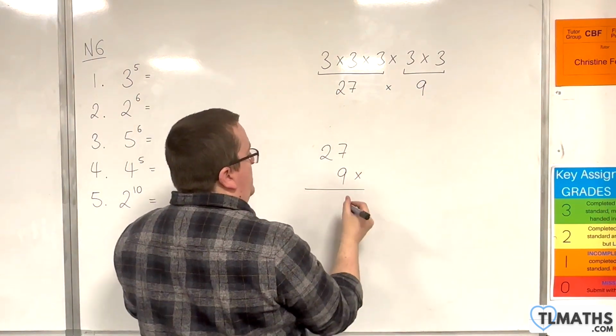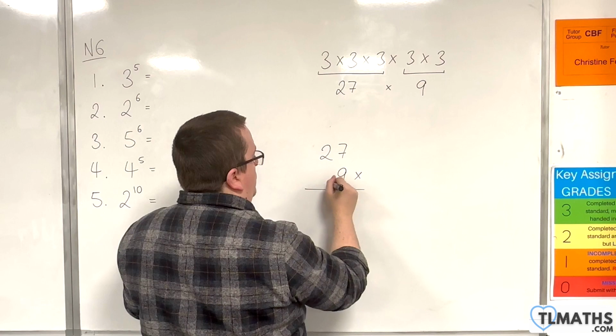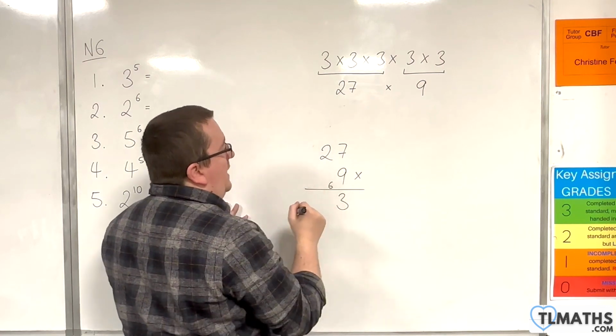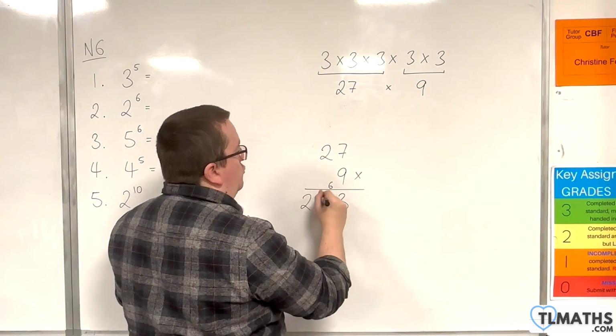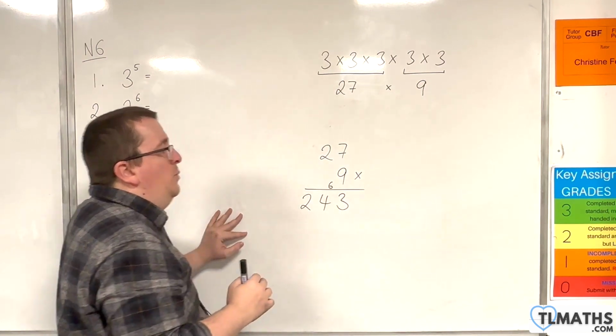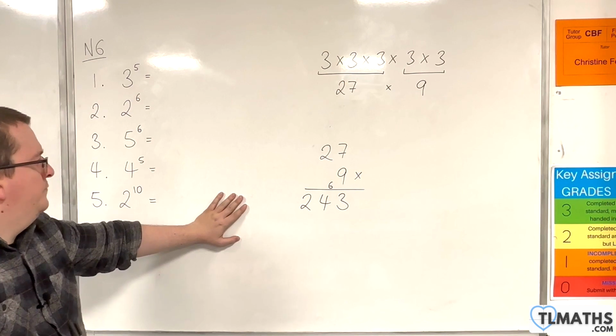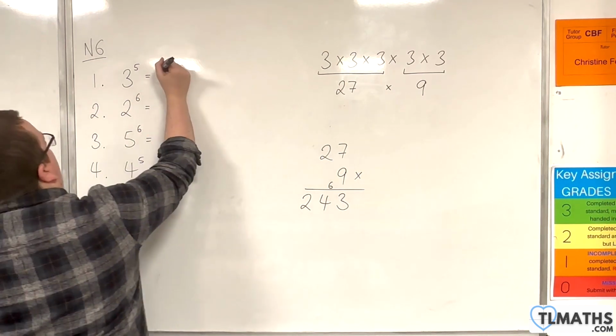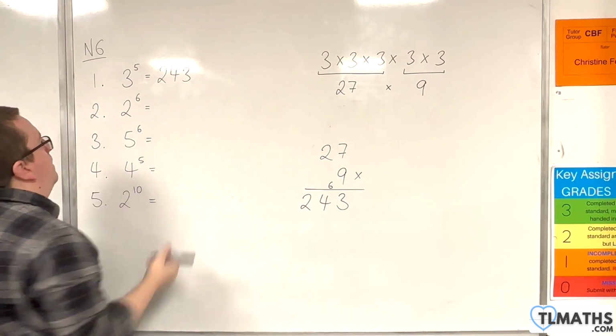So 7 times 9 is 63, carry the 6. 2 times 9 is 18, add the 6 is 24. So our result is 243. So that is the answer to number 1.